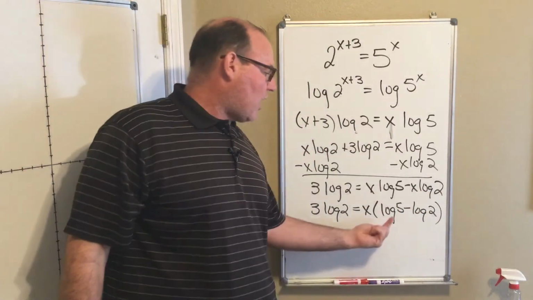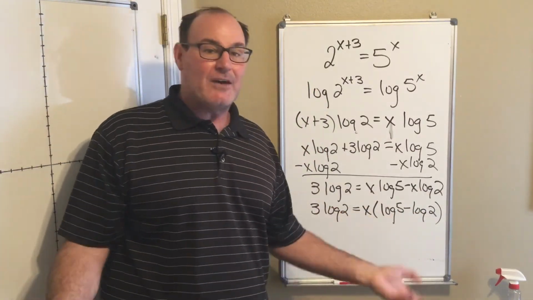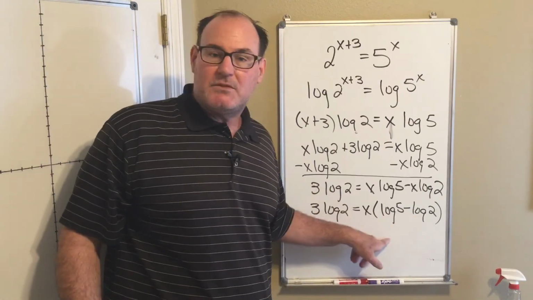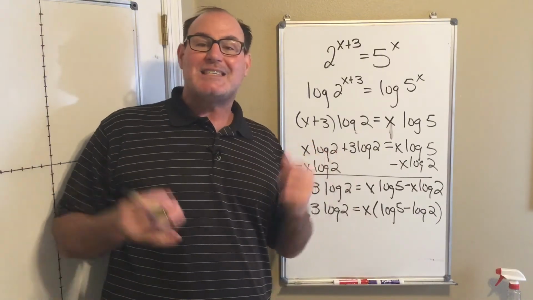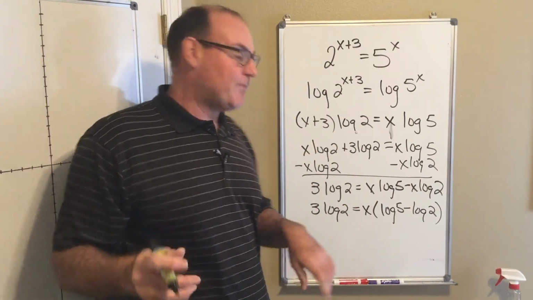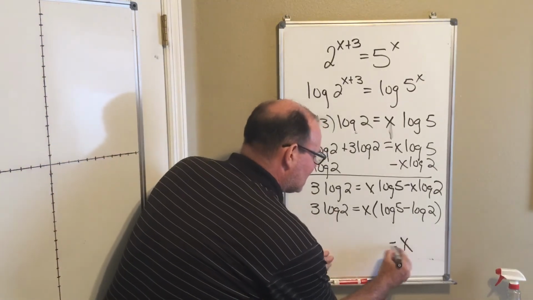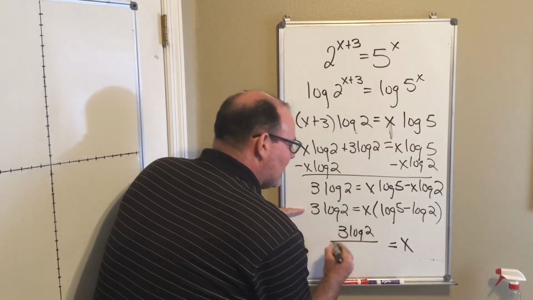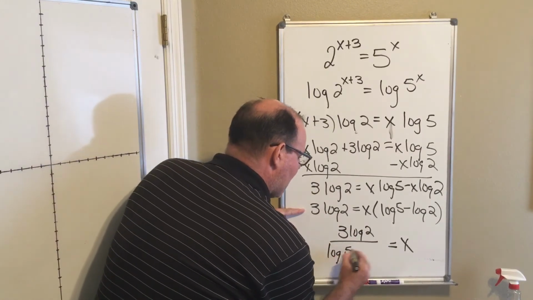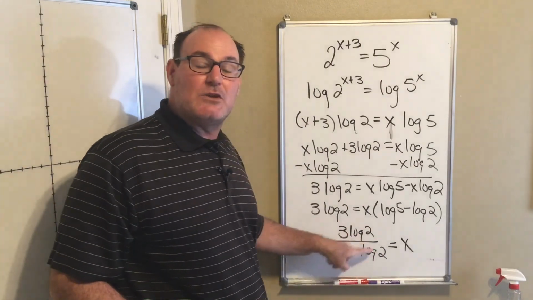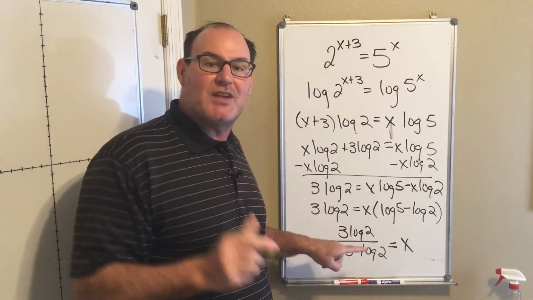And now log 5 minus log 2, that is a value we could find if we were so motivated with our calculator, but there is no variable here, so my last step is to divide both sides by log 5 minus log 2. And that gives me x is equal to 3 log 2 divided by log 5 minus log 2. This is a value. You can find that using your calculator. The book gives both types of answers.